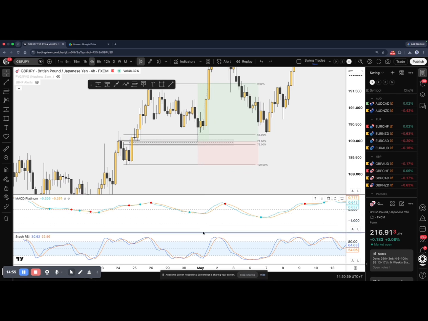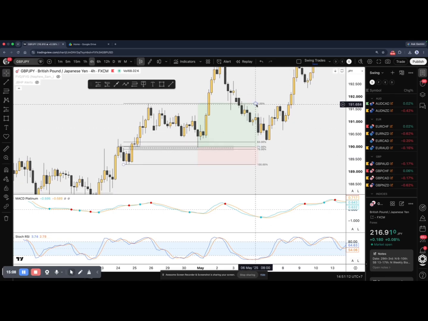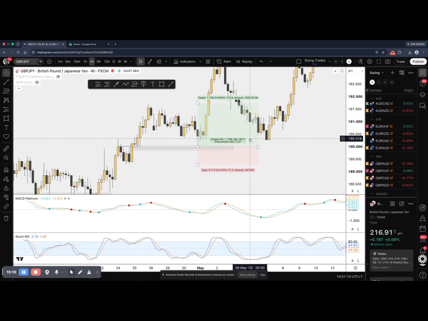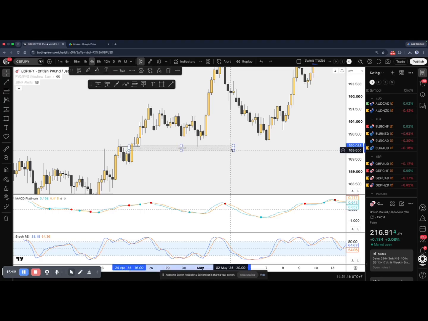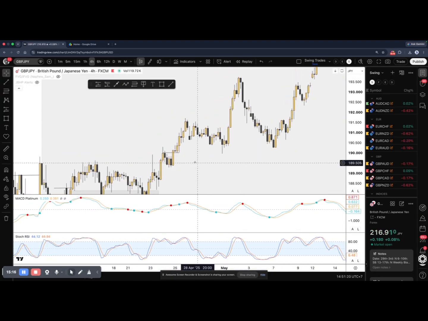And looking at the stochastic and the RSI, stochastic RSI and MACD, they both agree, especially the RSI, which responds much quicker. So that was a nice example. And I think here we can do one more before we look at the step 2.